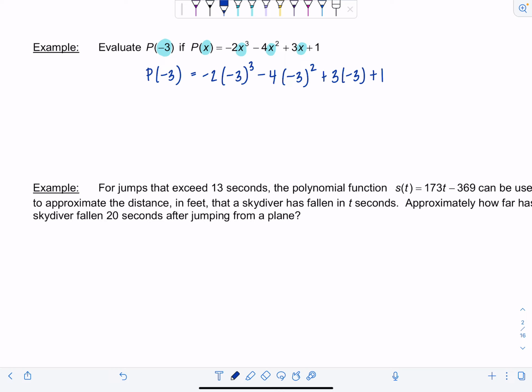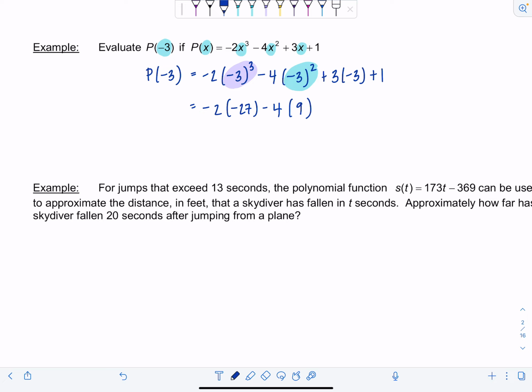Okay. Order of operations time. Do our exponents first. So leave that negative 2. Now let's think here. Negative 3 cubed. Negative 3 times negative 3 times negative 3. That's negative 27. Minus 4. Now here's where you have to be careful. Negative 3 squared becomes a positive 9.